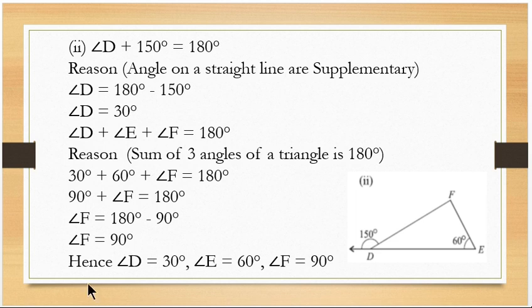So now we have calculated all three angles of the triangle. D is equal to 30 degrees, E, which was given to us, is 60 degrees, and F, which we have just calculated, is equal to 90 degrees. So in this way we can calculate the missing angles of triangles. Hope you understand this nicely.